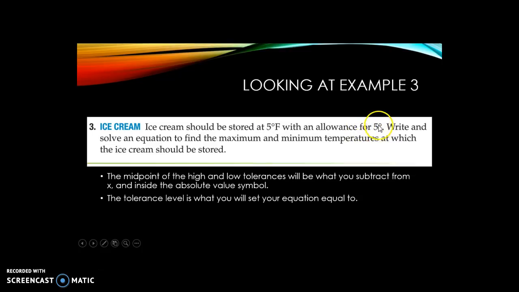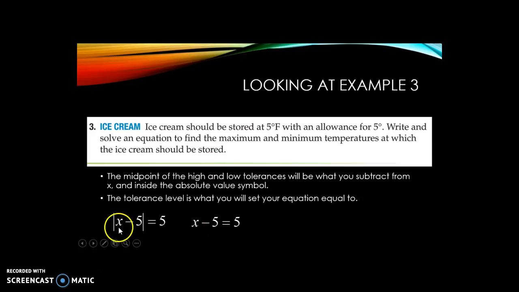The tolerance level, what you set your equation to, so our allowance is 5. The bad thing about this problem is that these numbers match, so it's hard to tell, but I'll try to explain it. Okay, so this 5 here, should be stored at 5, is the midpoint of the high and low. Remember, the high would be 10, the low would be 0, and those are going to be the answers to the problem, but we're going to solve it. So this 5 is what's right here, and then the tolerance, the allowance, is this 5. Okay, probably make a note of that so you understand this is something you want to write down. And then we simply just solve it out.